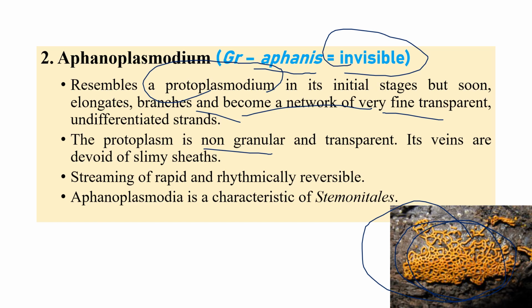Its veins are generally like slimy sheets. However, like protoplasmodium, it also contains slimy sheets. That's why they are called slime molds. All the members are slimy only. Streaming is rapid and rhythmically reversible, and aphanoplasmodium is generally observed in the members of Stemonitales. So it is a characteristic of Stemonitales that they produce aphanoplasmodia.